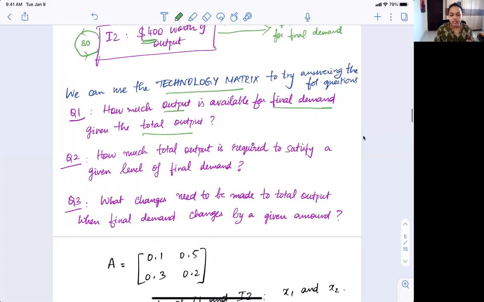And the third thing is, if the final demand changes by a certain amount, then what changes need to be made to the total output? We'll try answering each of these three questions in detail using certain examples. But before that, we need to bring in a few more elements into our toolkit.